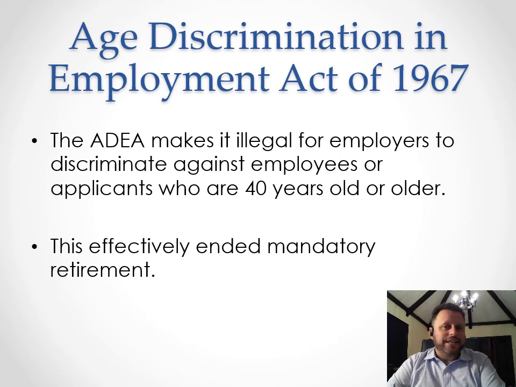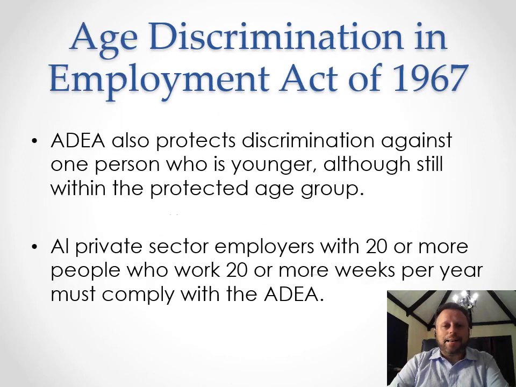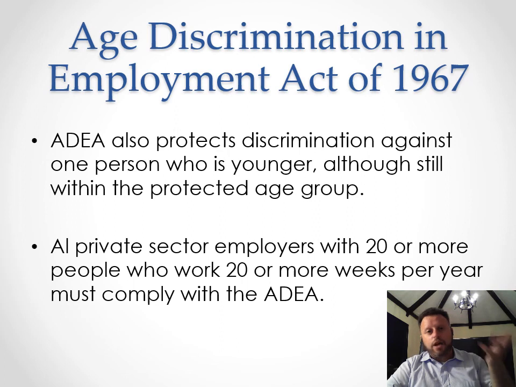This effectively ended mandatory retirement. You can't tell somebody they must retire at age 50 or 55 or 60. This law protects against that. It also protects against discrimination where one person is younger, as long as they're still within the protected age group. So imagine that I work for a company and I'm 45 and there's another person who's 55. And the person who's 55 did not get the promotion and I got it. And they say it's because of their age. And I say, well, you can't use this law because we're both over 40. They can still use this law.